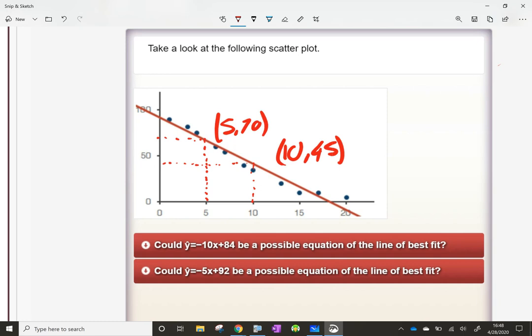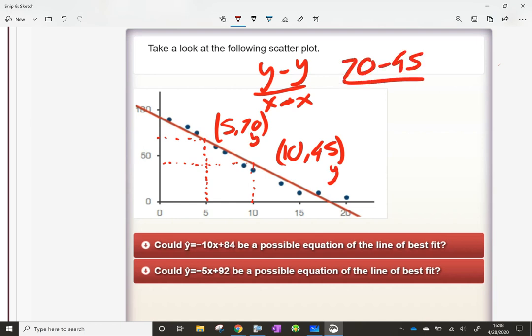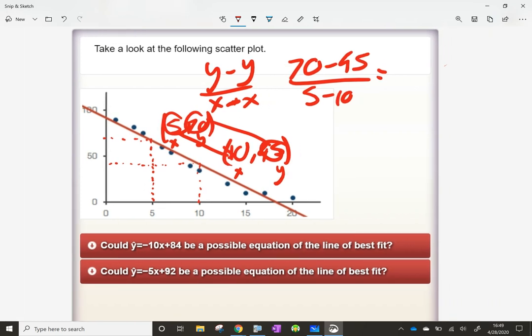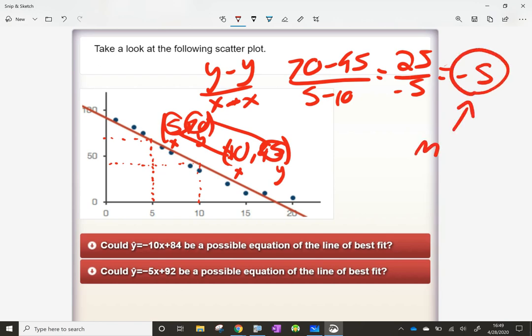And so what I would do is try to calculate the slope from those 2 points. So remember, slope is y minus y over x minus x. Our y values are 70 and 45, so we'll subtract those, 70 minus 45. And our x values are 5 and 10. So again, I'm taking this one minus this one, so I'm going to do 5 minus 10 here. 70 minus 45 is 25, and 5 minus 10 is negative 5. So when I simplify this, it is simply negative 5. So my rate of change, or my slope, is negative 5.